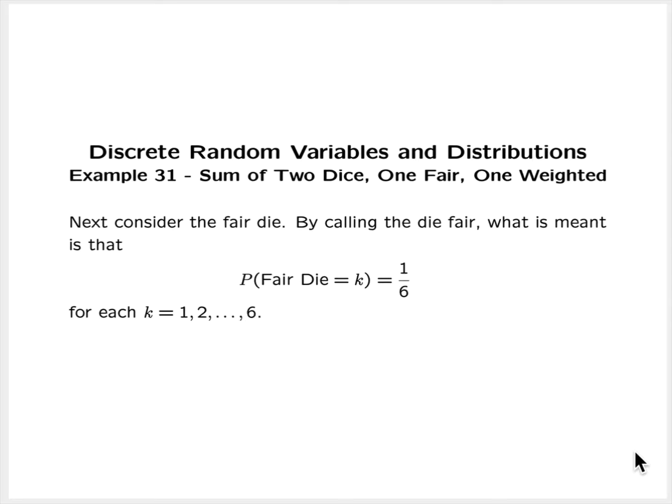All right, now next we consider the fair die. And by calling the die fair, what is meant is that the probability that the fair die is equal to any of the values from 1 to 6, they're all equal to 1 over 6. So that's easy, and we used that in the previous example, so that one's easy to obtain.